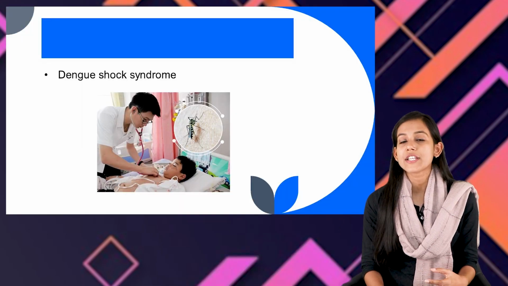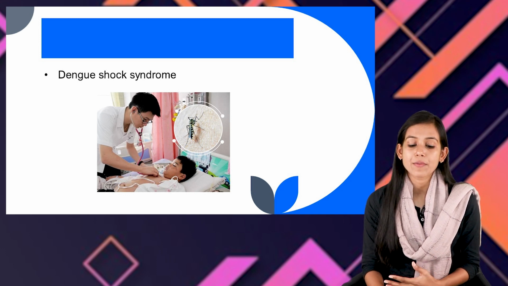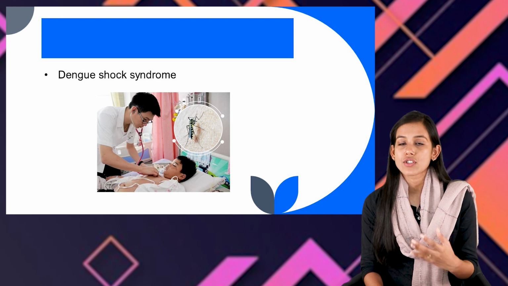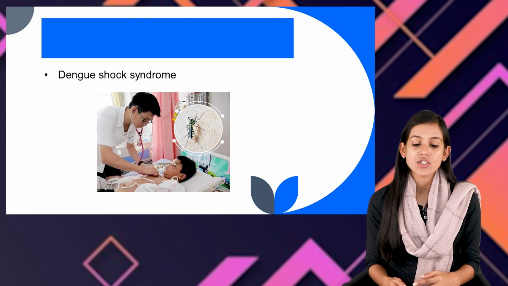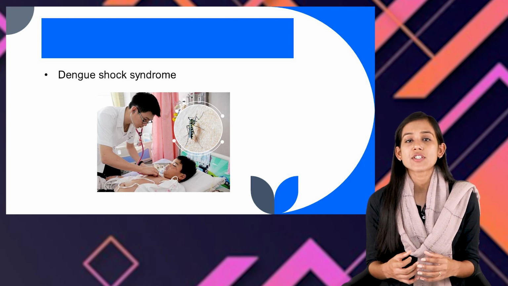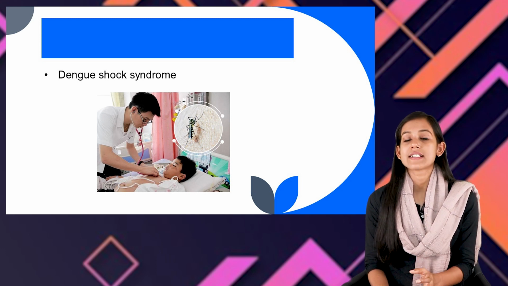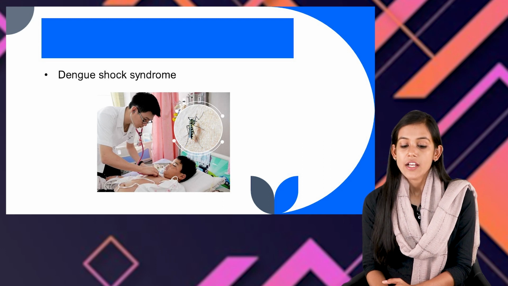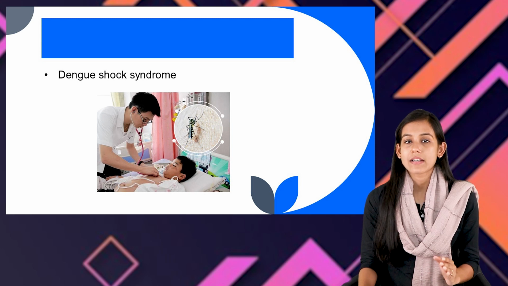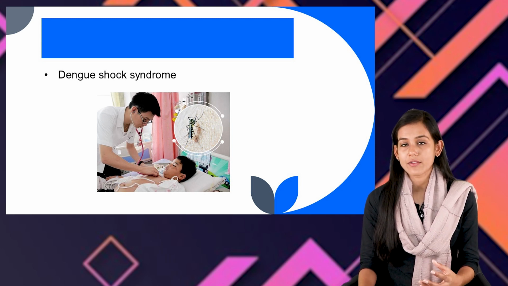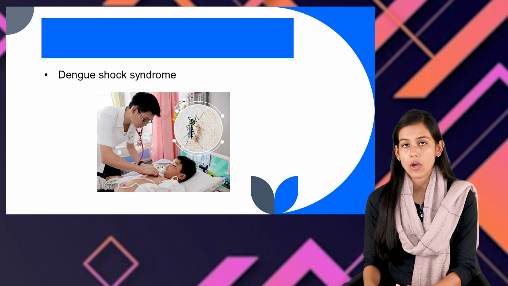And then this can also lead to vascular leakage, right? Because of this plasma leakage, what would happen? There would be shock, and this shock would eventually lead to organ impairment. So there might be acute kidney injury or liver failure, or the central nervous system also would get involved. This is known as dengue shock syndrome. Because there is a massive plasma leakage, there will be shock, and this shock leads to organ impairment.